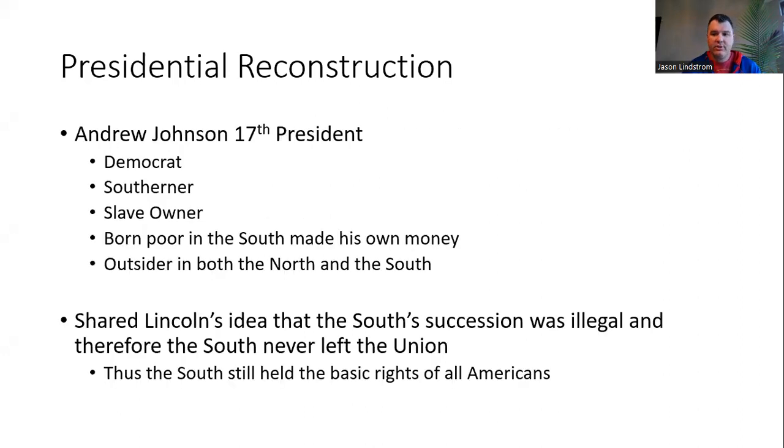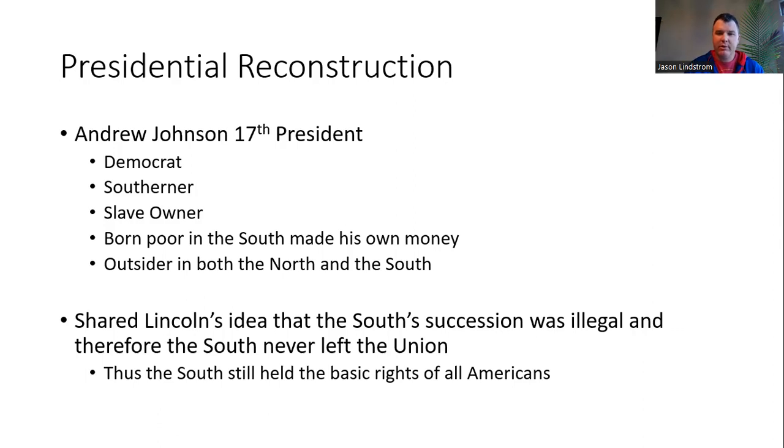Johnson's an interesting choice for Lincoln in the election of 1864, in that he's a Democrat. Lincoln is a Republican, right? He's a Southerner. Lincoln's from the North. Andrew Johnson was a former slave owner. Lincoln never was. He's always been about the abolition of slavery, or at least the prevention of slavery expansion into the Western states. Johnson was born poor in the South. He makes his own money, which he does. He's similar to Lincoln in that respect.